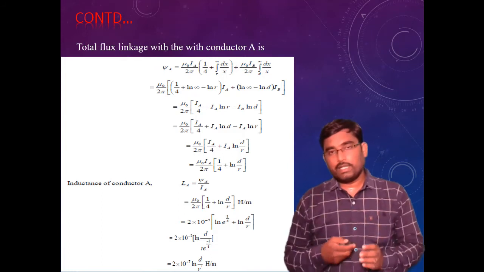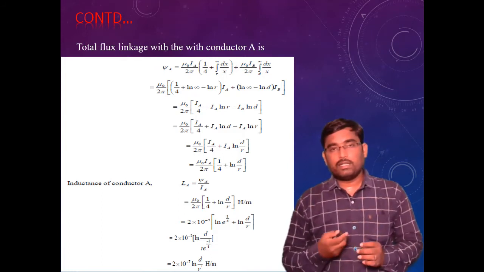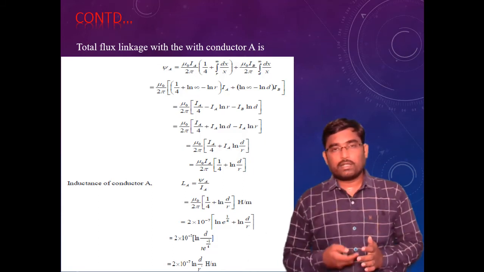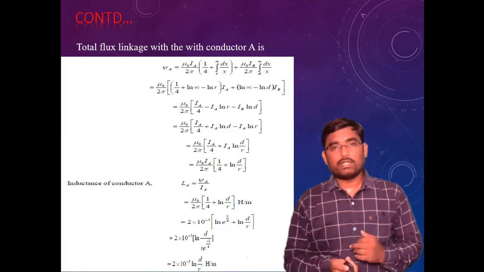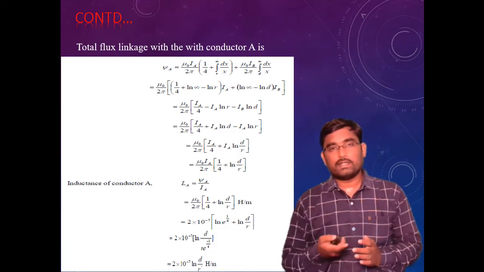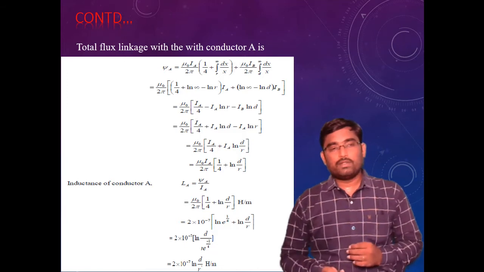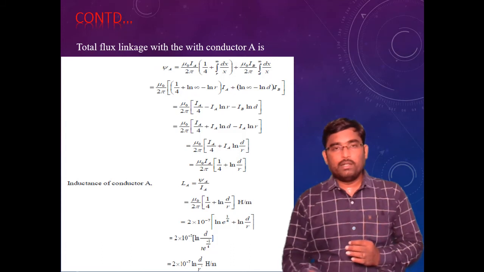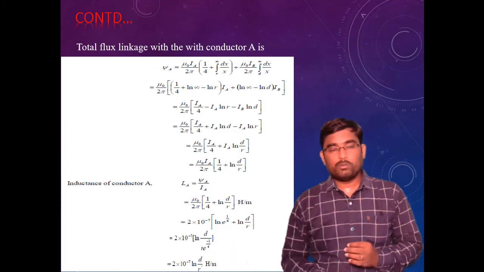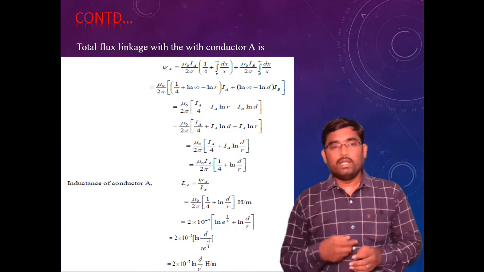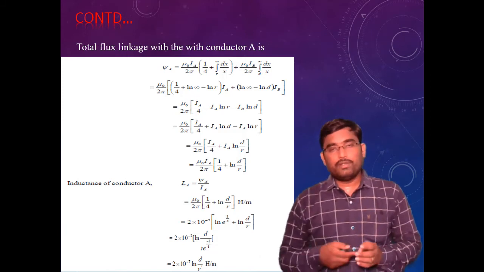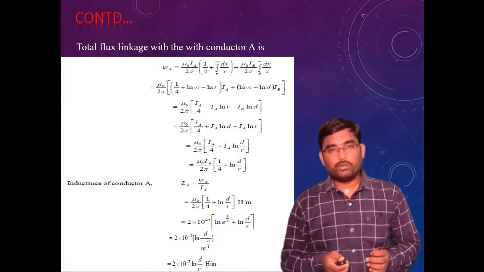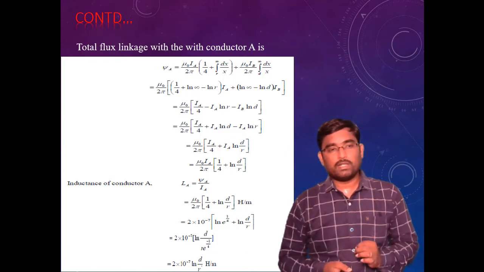Now we can write the inductance as flux linkage per unit ampere of current. So the inductance of conductor A is the flux linkage of conductor A by the current of conductor A, that is psi A by Ia. Psi A is the flux linkage which we have derived now. By taking Ia common, we get mu naught by 2 pi into 1 by 4 plus ln of d by r henries per meter. Now if you simplify this by keeping mu naught equals 4 pi into 10 power minus 7, this becomes 2 into 10 power minus 7 into 1 by 4 plus ln of d by r.